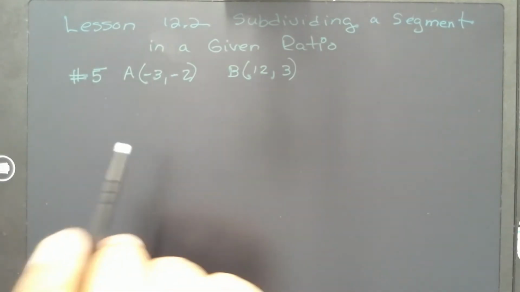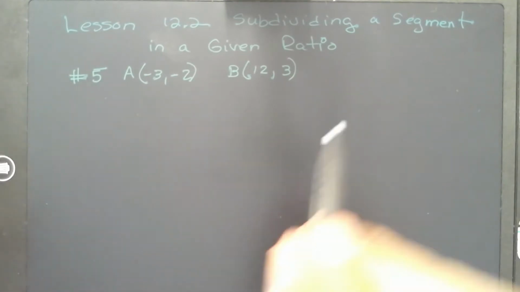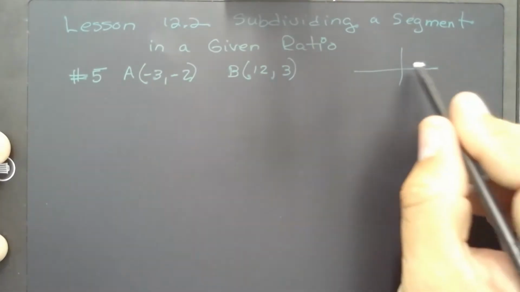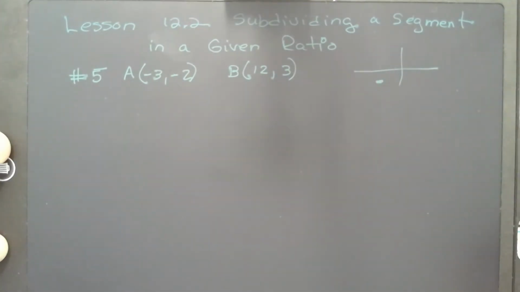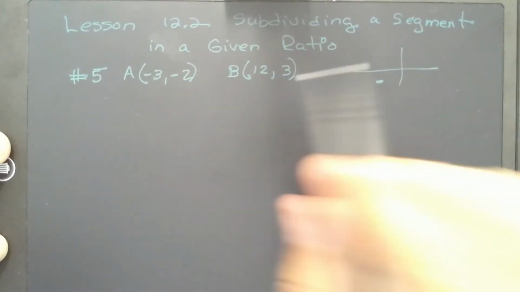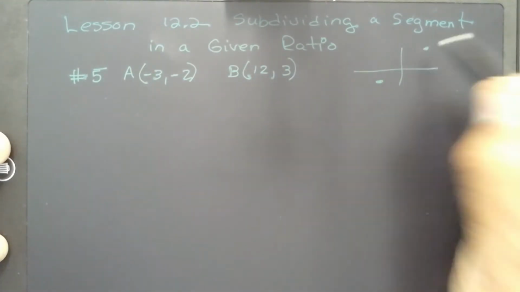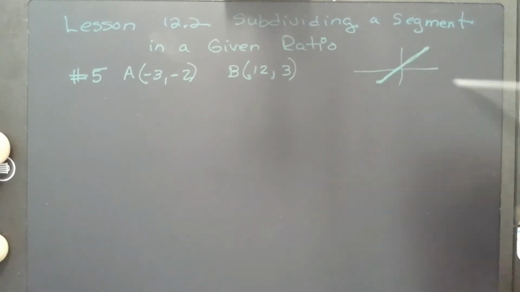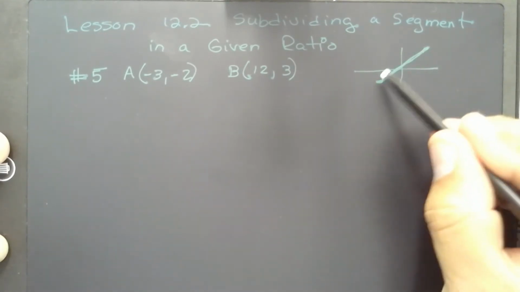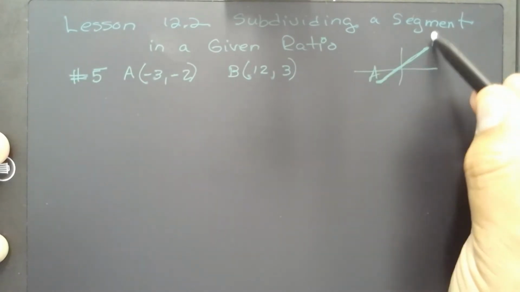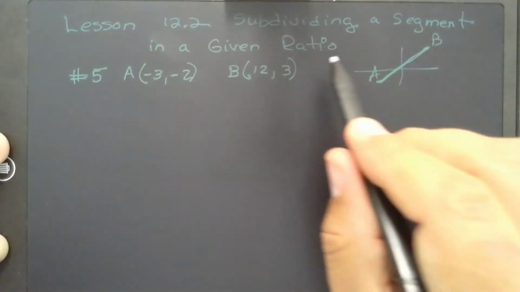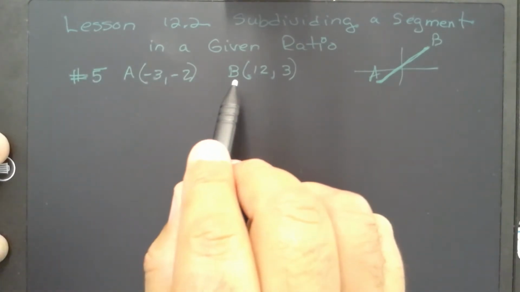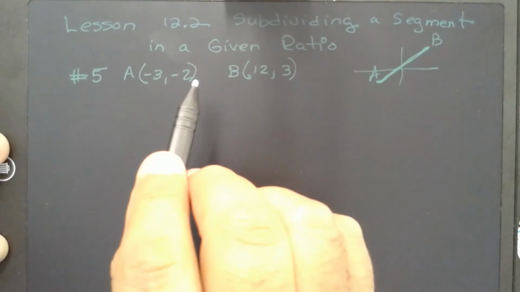So the first thing I need you guys to do is, we're talking about a segment here. If we think about the coordinate grid, A is -3, -2. It's somewhere in quadrant 3, correct? The next one is 12, 3, somewhere over here in quadrant 1. We have this particular segment here. When we have that segment, this is point A and this is point B. The question says that from point A to point B, find the coordinates of point P.